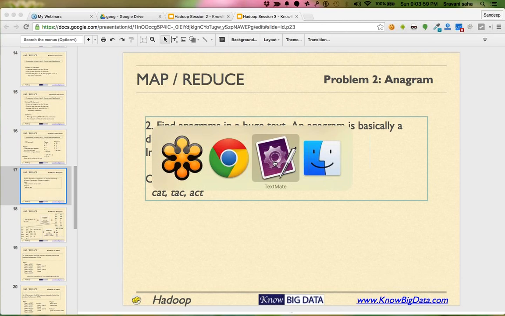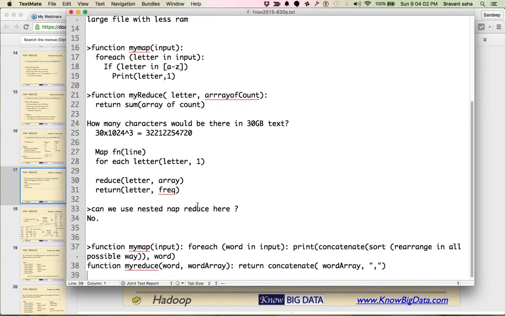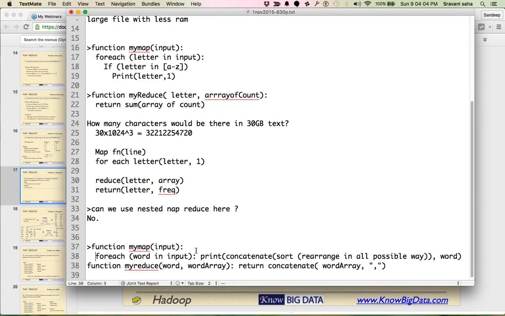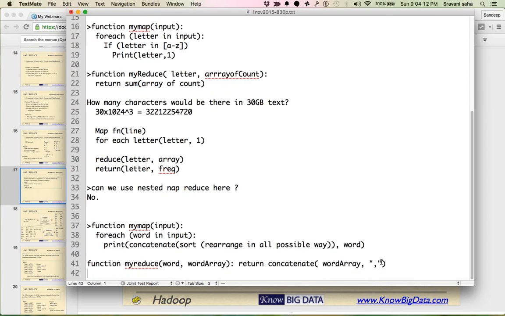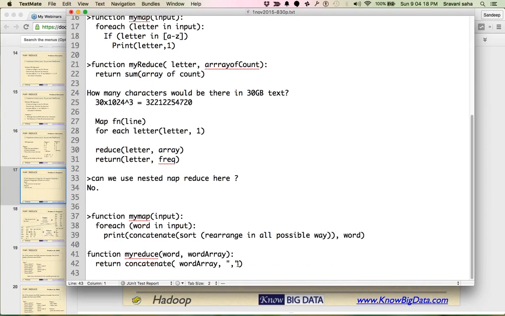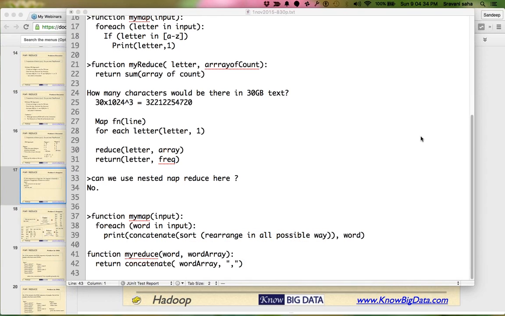Anybody else? Okay, so here is the answer from Randhir. Let me just reformat this. I will read it out. It's pseudocode, I'll try to understand. So all it has done is, for each word in the input, sort. Okay, brilliant. This is good.